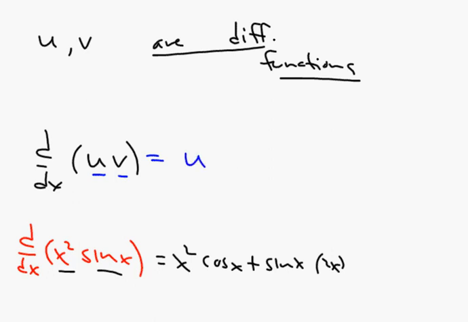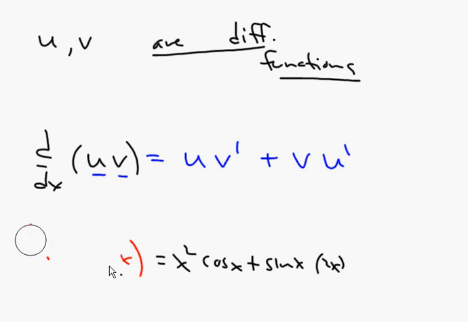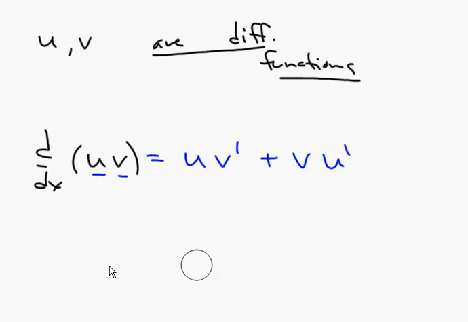U, which is the first function, times v prime, which is the derivative of the second, plus the second function, v, times the derivative of the first, u prime. Now, it's also possible that maybe you'd be given some information about u and v. So the problem that I'm getting this from says the following.